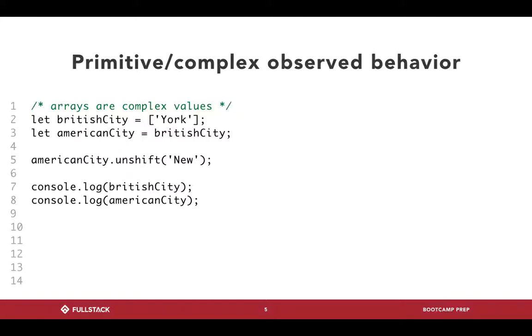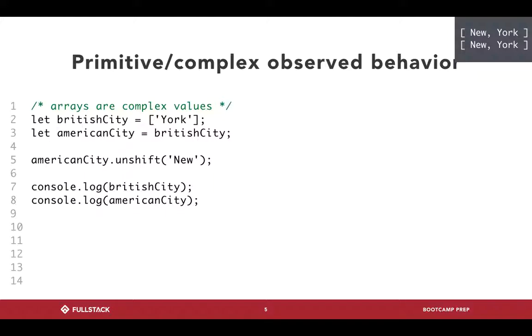However, that would not hold true if we were dealing with a complex data type like arrays, right? So on line 2, we have this British city, and we set it equal to an array with a string York. It's an array, one thing. British city is not the string, by the way. British city is the array, right? So let's just make sure we have that distinction in mind here.